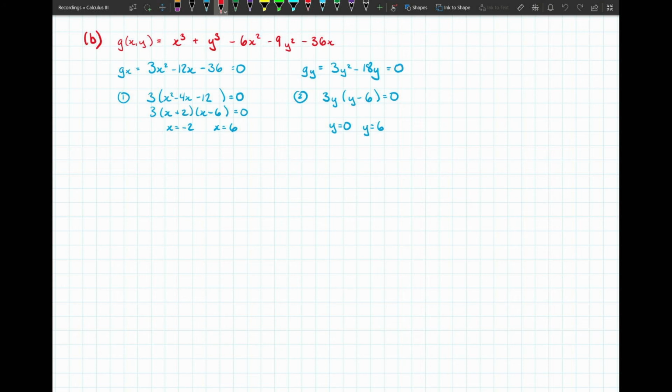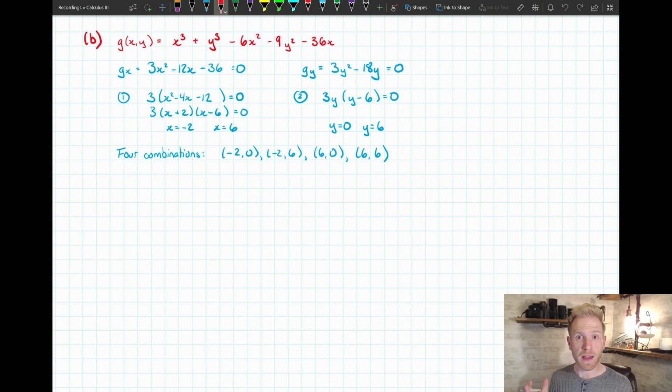Well, what kind of points would we have that would satisfy both equations? Really, we have some freedom. The solutions to this first equation only are solutions for x, and y can be anything. That means we can choose either of these values of y and pair them up with each of the values of x. That leaves us with 4 combinations. The 4 points we have to consider are (-2, 0), (-2, 6), (6, 0), and (6, 6).